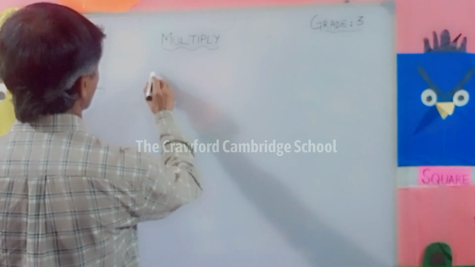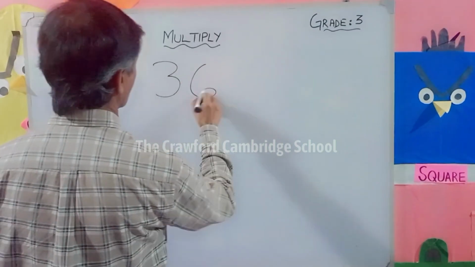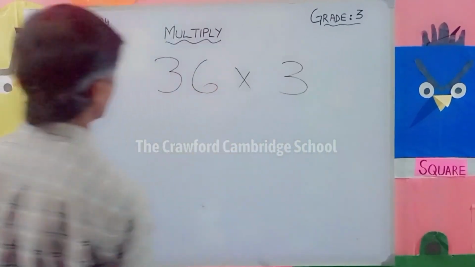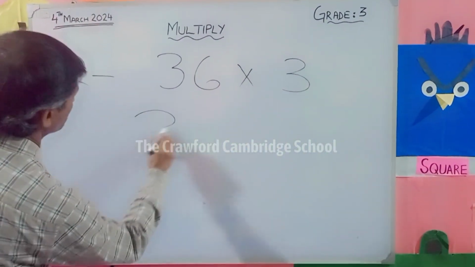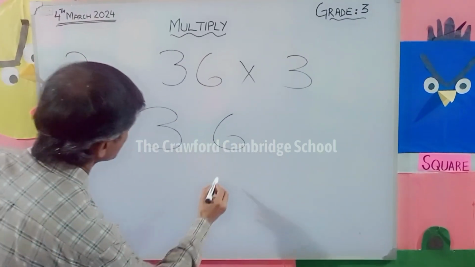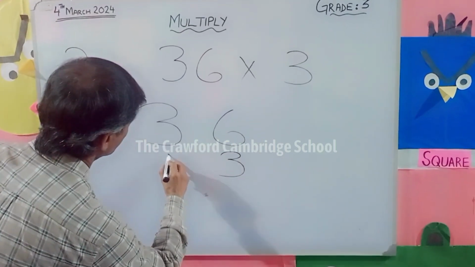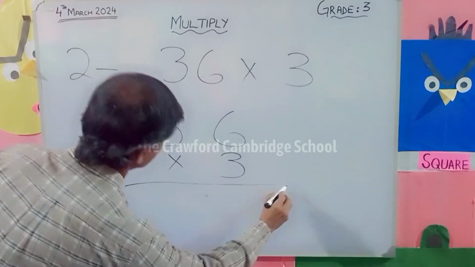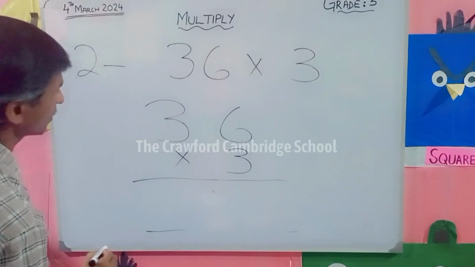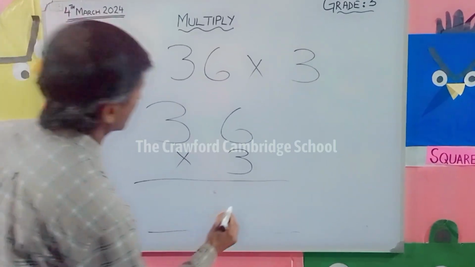Again multiply 36 multiply by 3. First we will write 36 multiply by 3. This is simple multiply, single digit multiply. We call it single digit multiply.